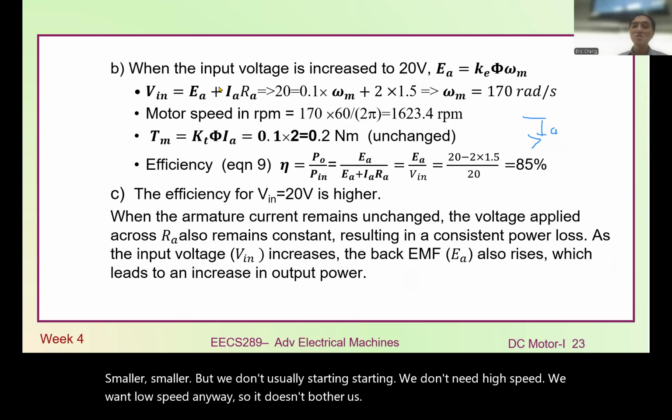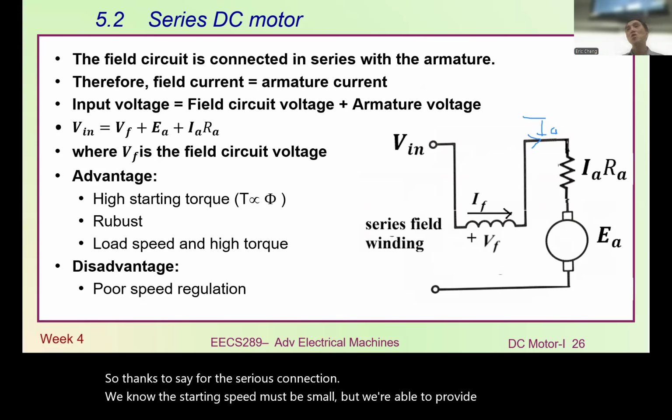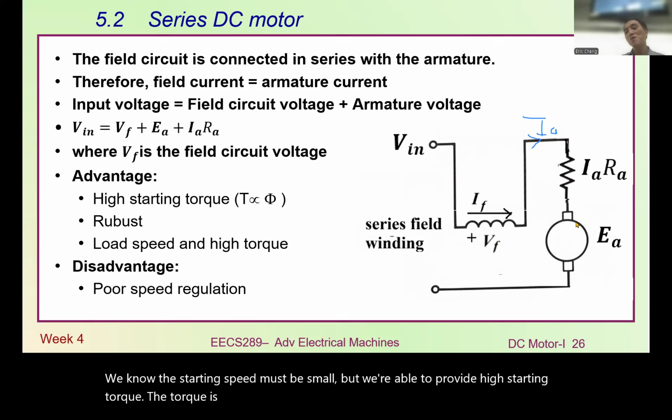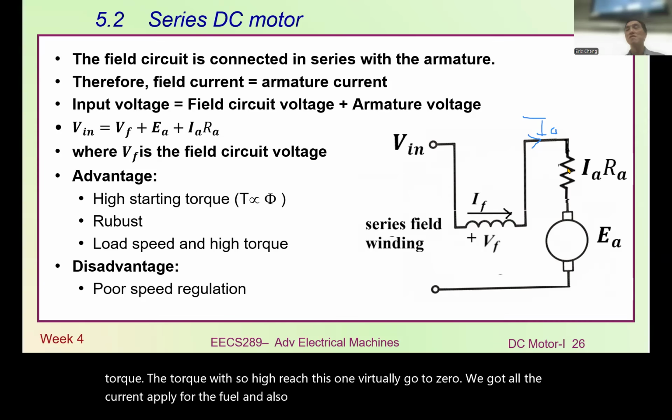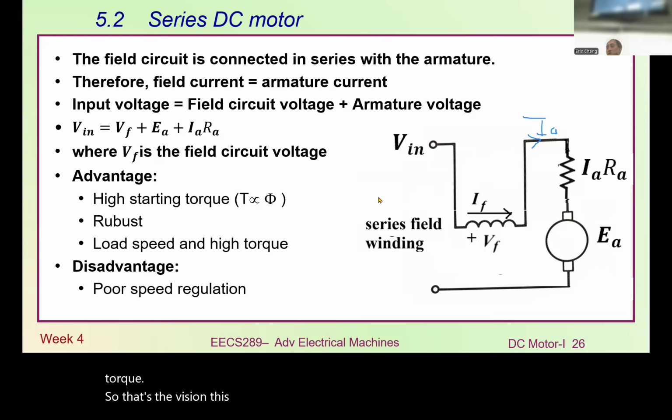So that is to say, for the series connection, we know the starting speed must be small, but we're able to provide high starting torque. The torque is so high, while this one virtually goes to zero. We get all the current applied for the field and also the armature. We're able to have really high starting torque. So that's the reason this motor was used in the initial design for the train. For train is really high force.